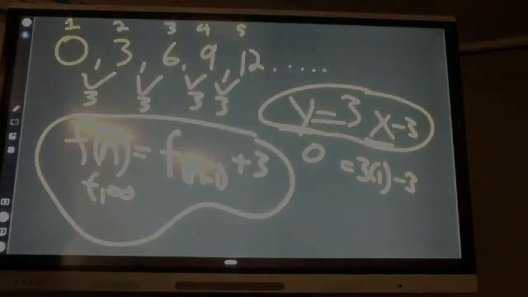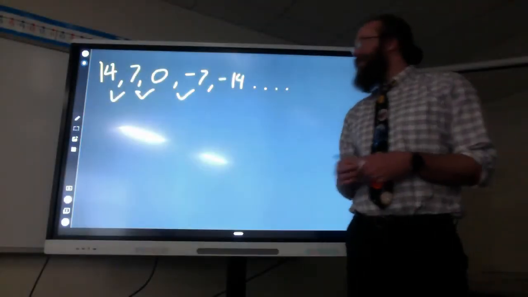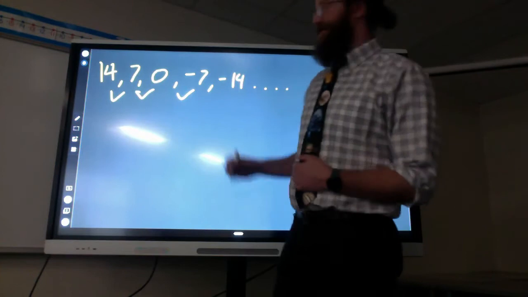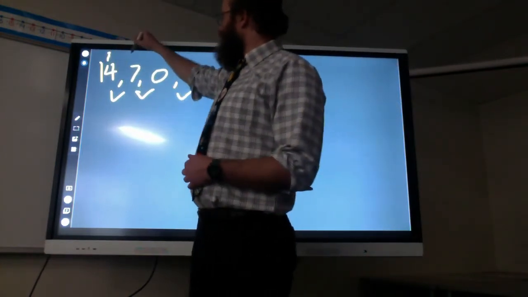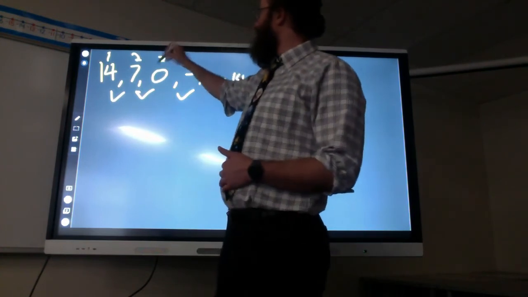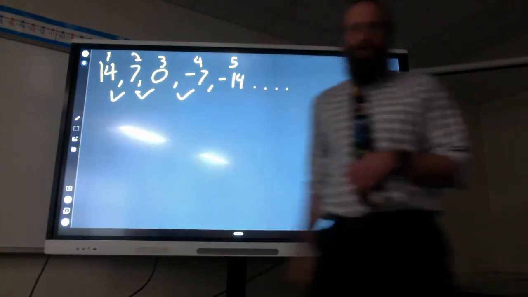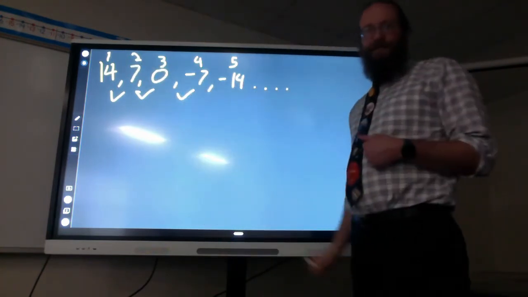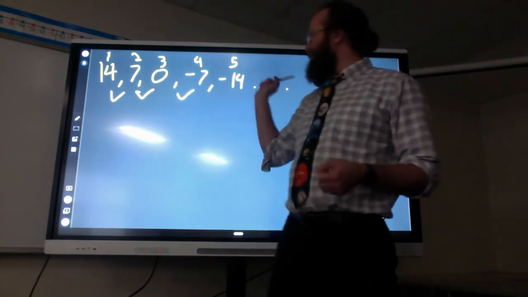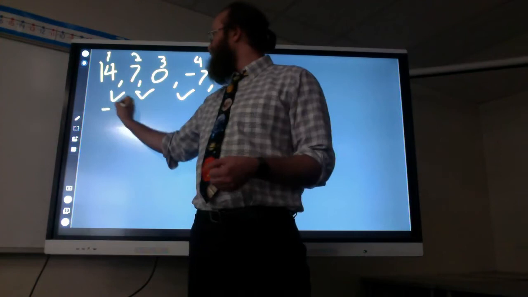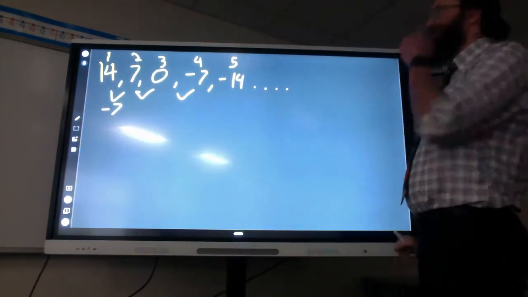Moving on to another one. So the first thing we want to do in any recursive equation is to fill in our x values. Our x values are going to be related to the step. So the first one is 1, then 2, 3, 4, and 5. Step 1, 2, 3, 4, and 5. Next, we're going to look for our common difference. In this case, it's changing by 7 every time, and it's changing by a negative 7. So our common difference in this case is a negative 7.